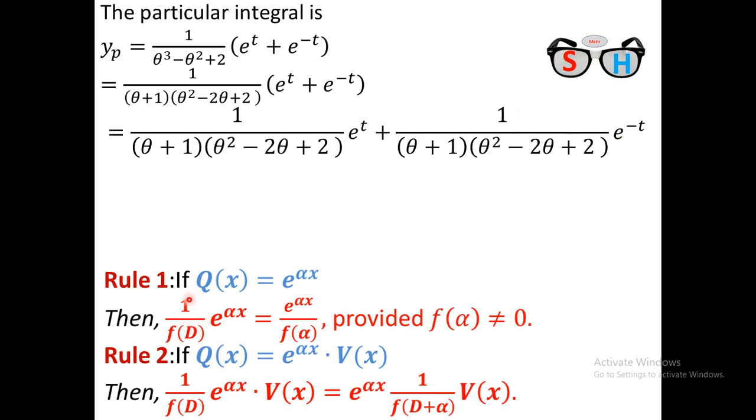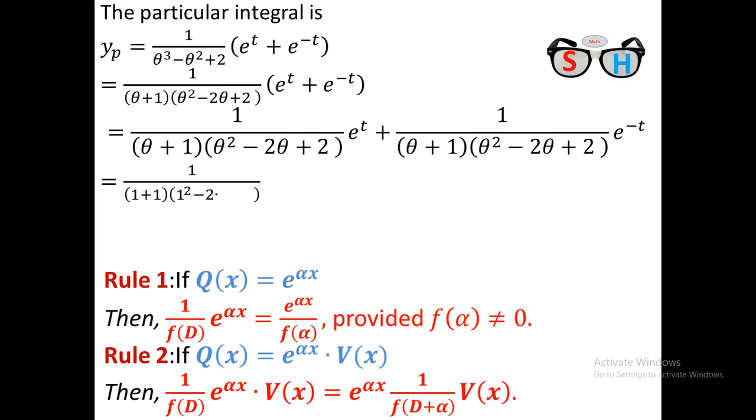However, in that formula, the formula says that 1 by f(D) of e to the alpha x equals e to the alpha x by f(alpha), provided f of alpha is not equal to 0. In a single sentence, if you have to put alpha in the place of D, you have to replace D by alpha, provided f of alpha is not equal to 0. In that case, if you put theta equal to 1, what will be the result?